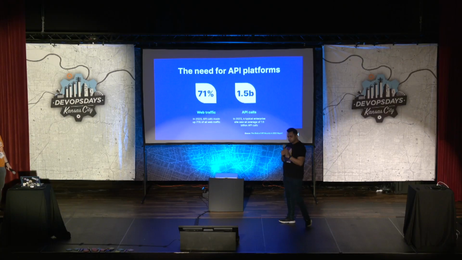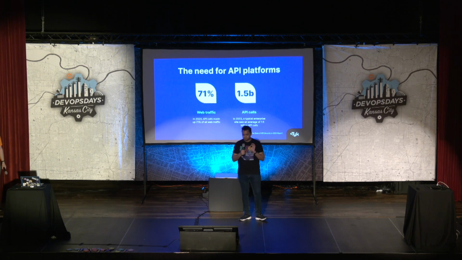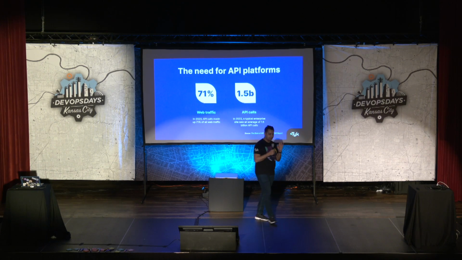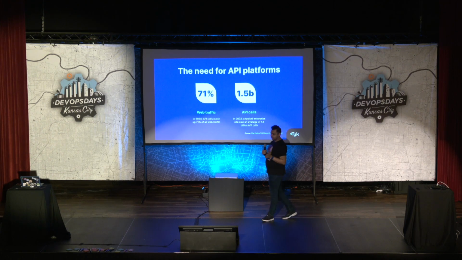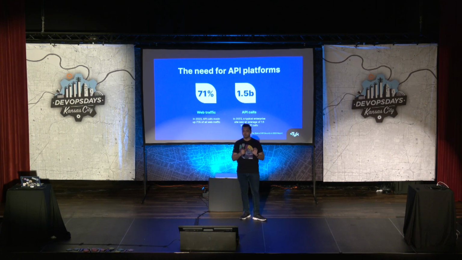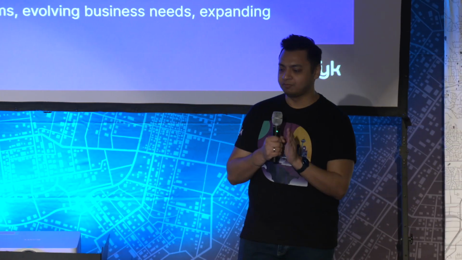Now, for those who have been in the realm of APIs and API platforms, these are some of the statistics that might be familiar to you. Back in 2023, 71% of all web traffic was API calls. At an enterprise level, that was 1.5 billion calls being made. APIs are important. They form the fabric of the internet.